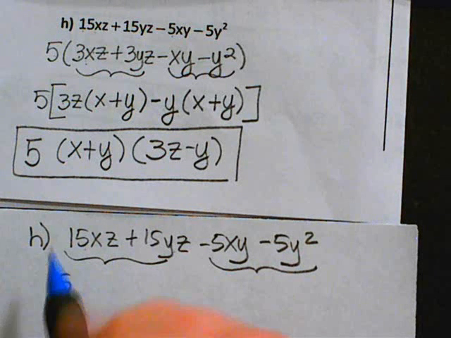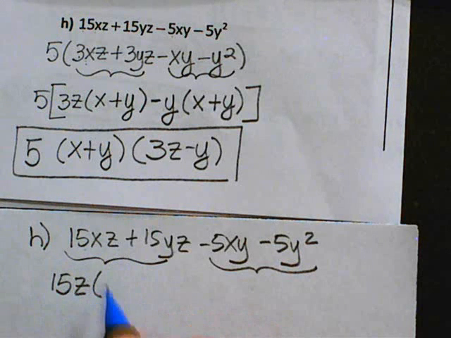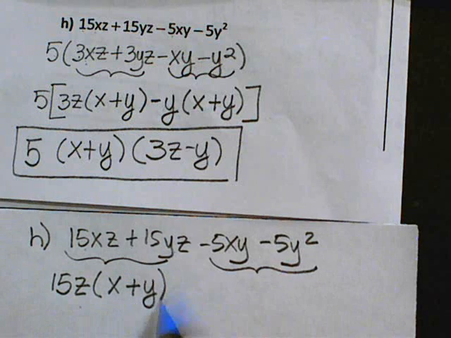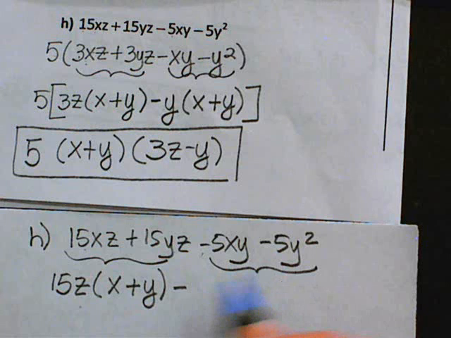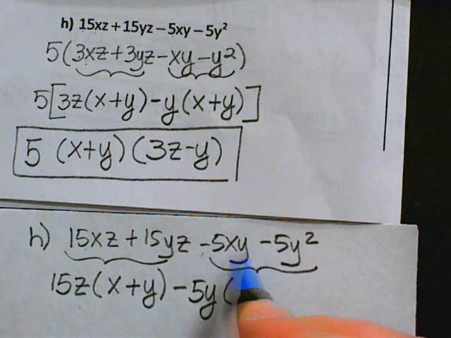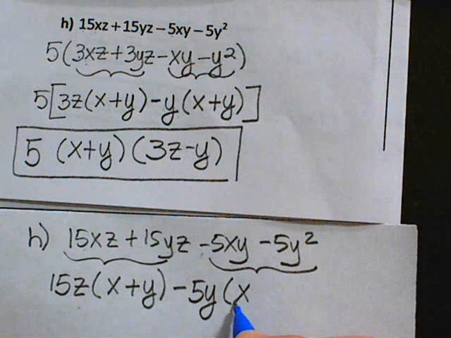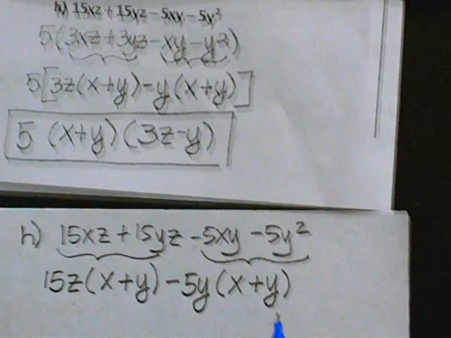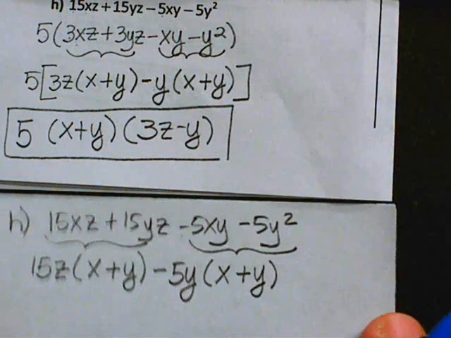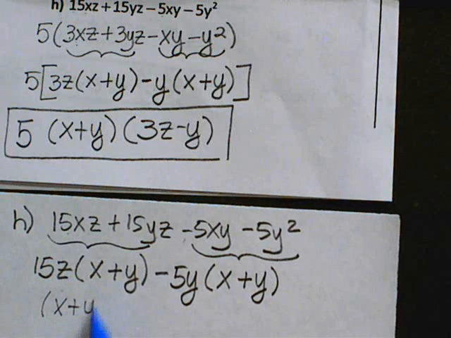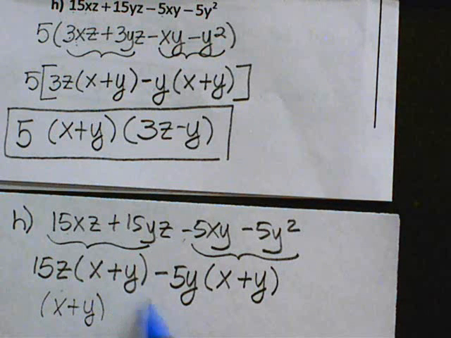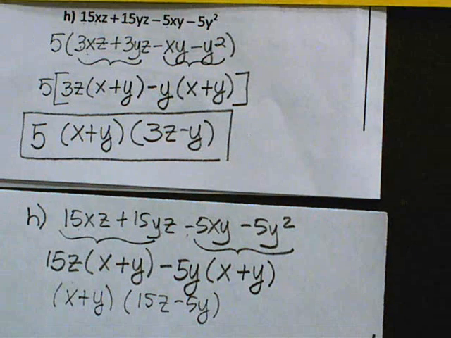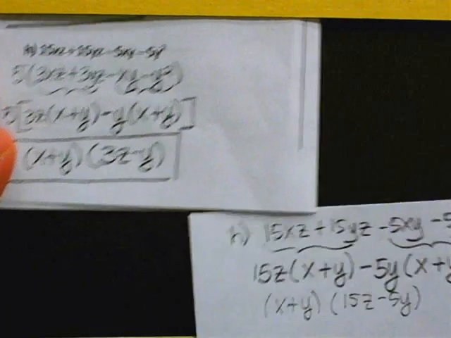Well, I look at the first two. What can I factor? I can factor out a 15z. So 15xz divided by 15z is x. 15yz divided by 15z is y. Bring down the negative. What can I factor from the last two? I can factor out a 5y. Negative 5xy divided by negative 5y equals an x. Negative 5y squared divided by negative 5y becomes a positive y. Alright, so now, what do they have in common? They have in common x plus y. And what is left over? 15z minus 5y.